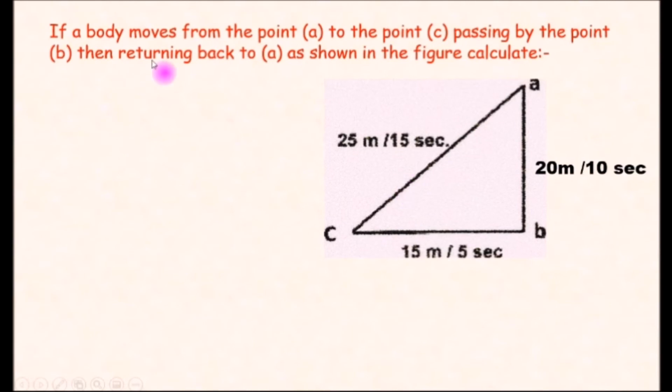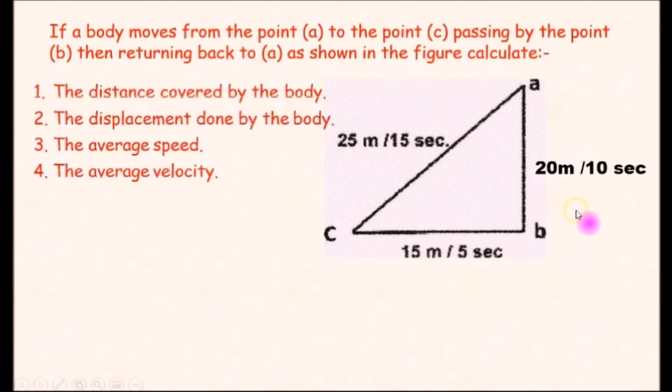Let's take an example. If a body moves from point A to point B, or from point A to point C passing by point B, then returning back to point A. Calculate: firstly, the distance covered by the body. Number 2, the displacement done by the body. Number 3, the average speed and the average velocity. Let's start to answer.